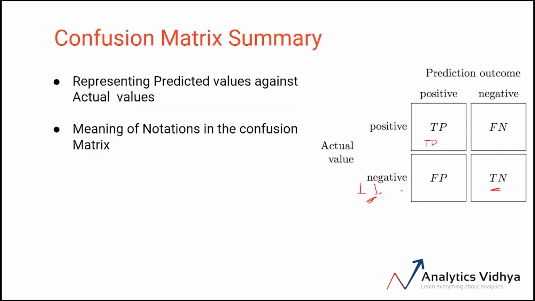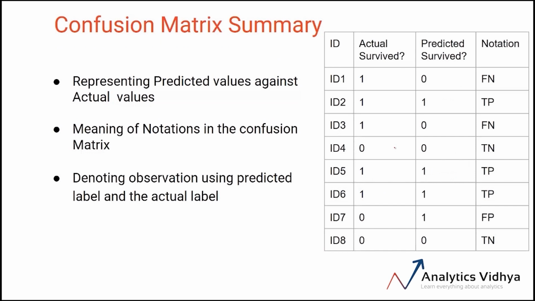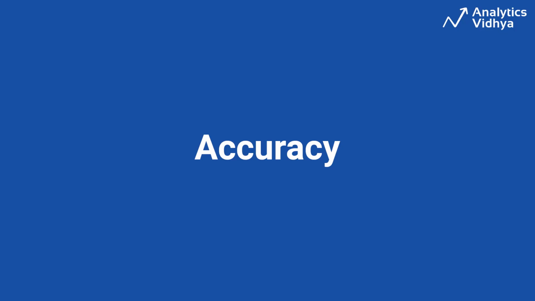The false positives represent those values which were mistakenly predicted as positive. And similarly, the false negatives are the values which were actually positive but mistakenly predicted as negative. In this video, we also learned how to denote each observation on the predicted label and the actual label, and how to fill the confusion matrix using these notations.